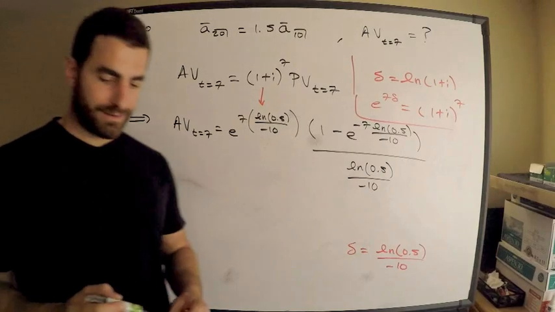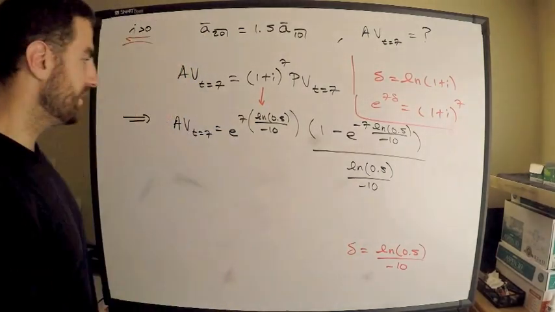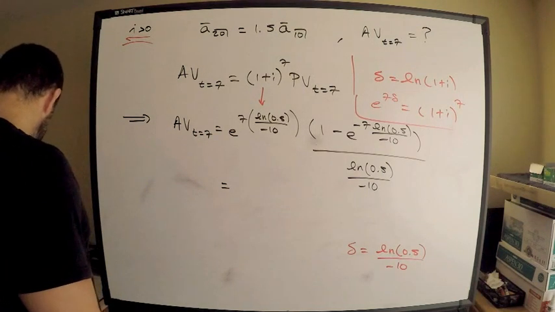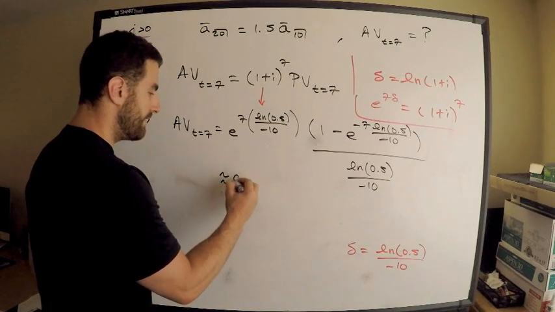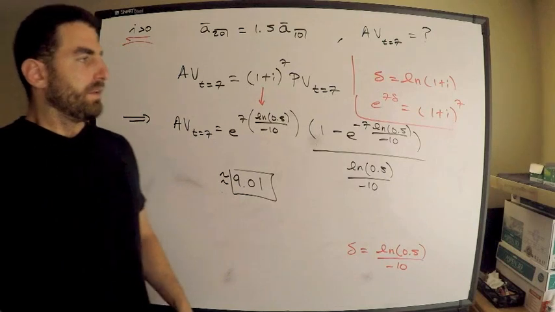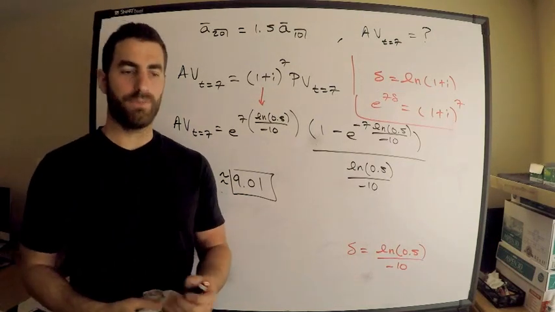Punch that into your calculator. I'm going to save you the time. I did it previously, but what you should get here is about, there's some rounding, but about 9.01. So that takes care of it. Tell me your thoughts. I hope this was helpful.